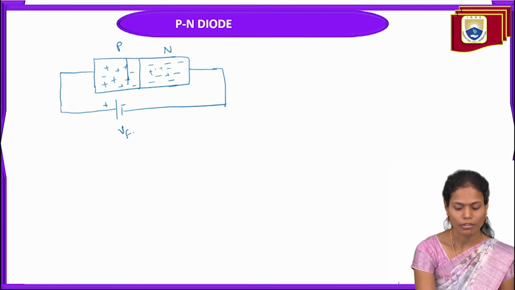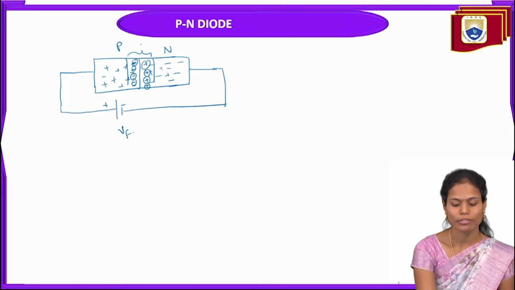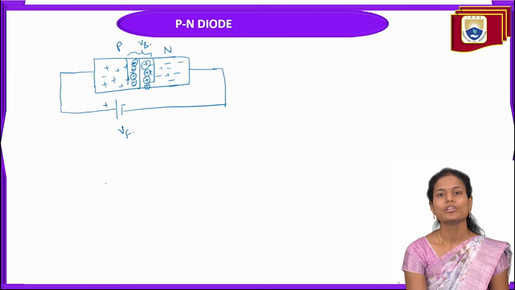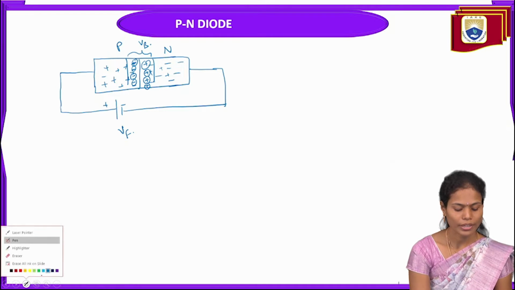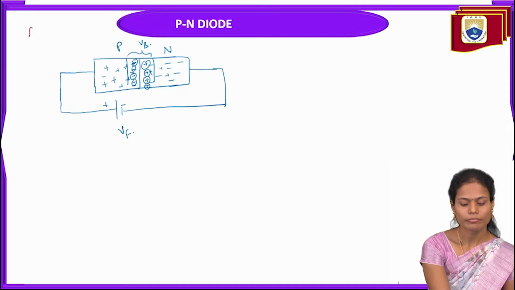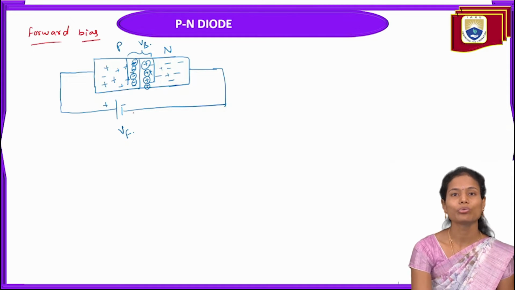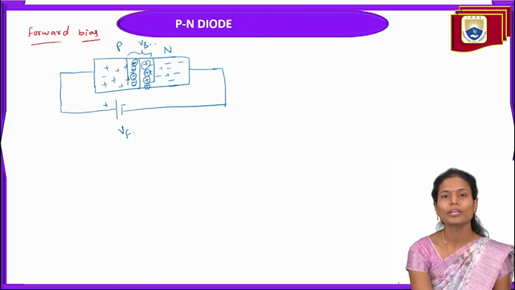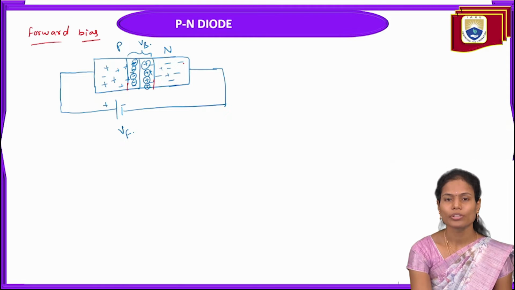And here we also have the depletion region, and the barrier potential VB also. The voltage we are providing to the diode is more than the barrier potential present across the junction of the diode. In that case, the diode will enter the forward bias condition and there is a flow of current in the device.